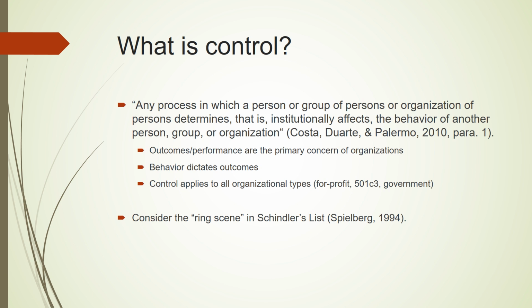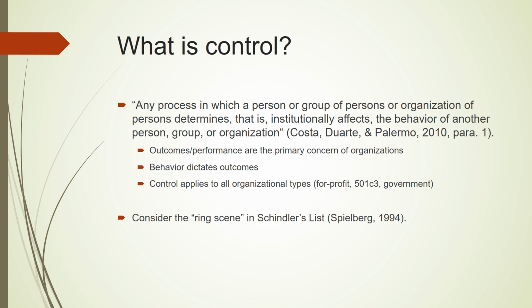So what is control? I think before you can really dissect something, you got to know the basis of what it is. And Costa, Duarte, and Palermo state that control is any process in which a person or group of persons or organization of persons determines, that is, institutionally affects the behavior of another person, group, or organization. Now, essentially, that's just saying it's one entity trying to affect another entity for a particular outcome.